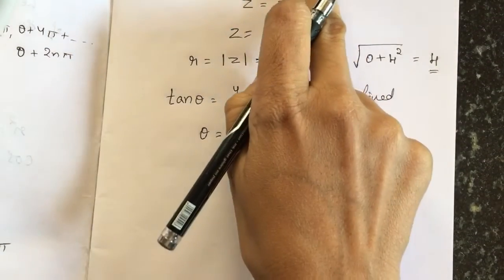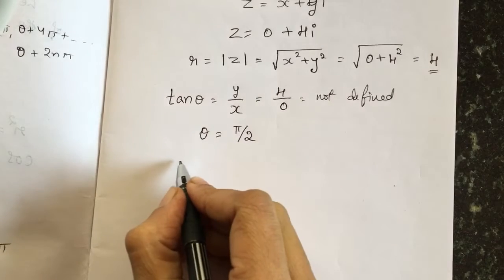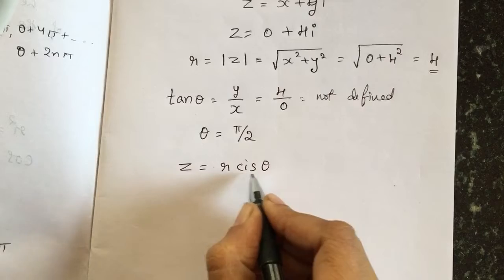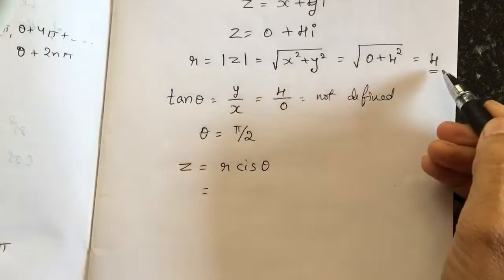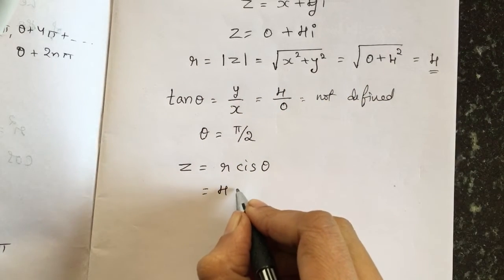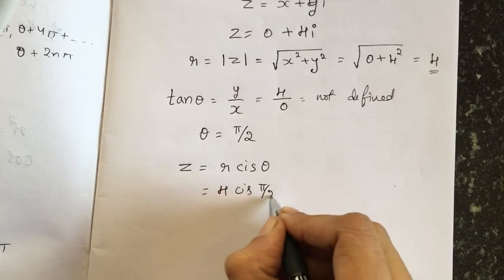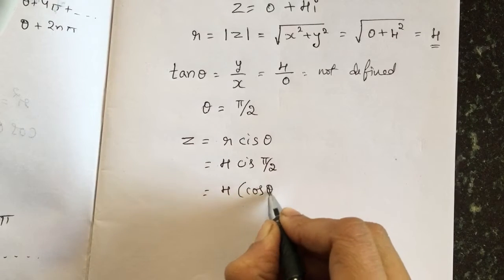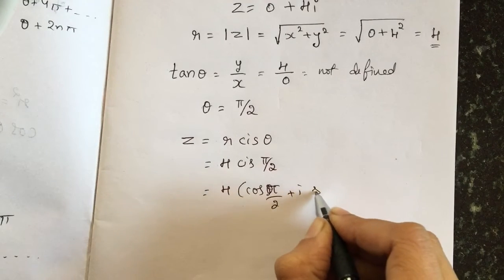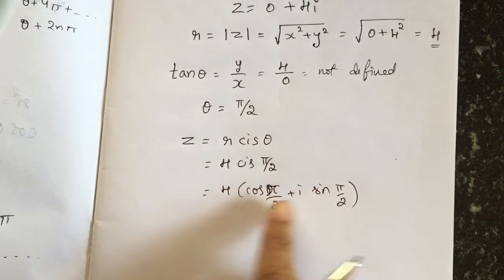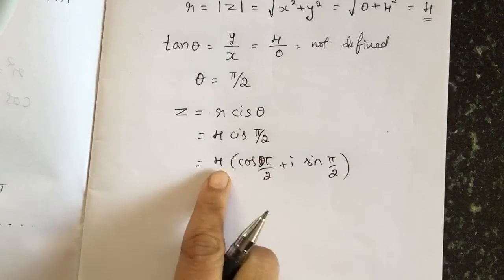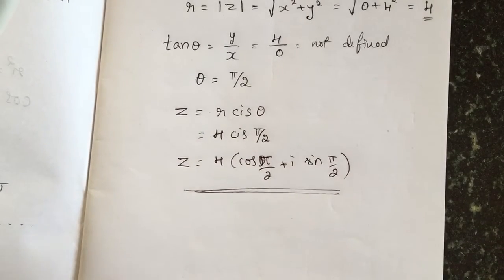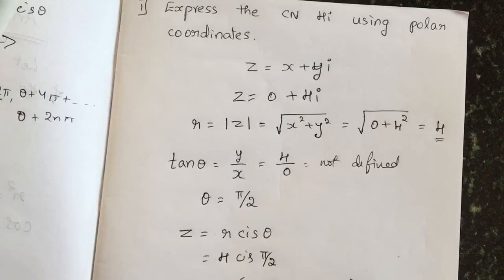Now I have to represent this in polar form. So z equal to r cis theta, in the sense r into cos theta plus i sin theta. The value of r is 4, so 4 cis pi by 2. If you want, you can write 4 into cos pi by 2 plus i sin pi by 2. This is the polar form of the complex number 4i.